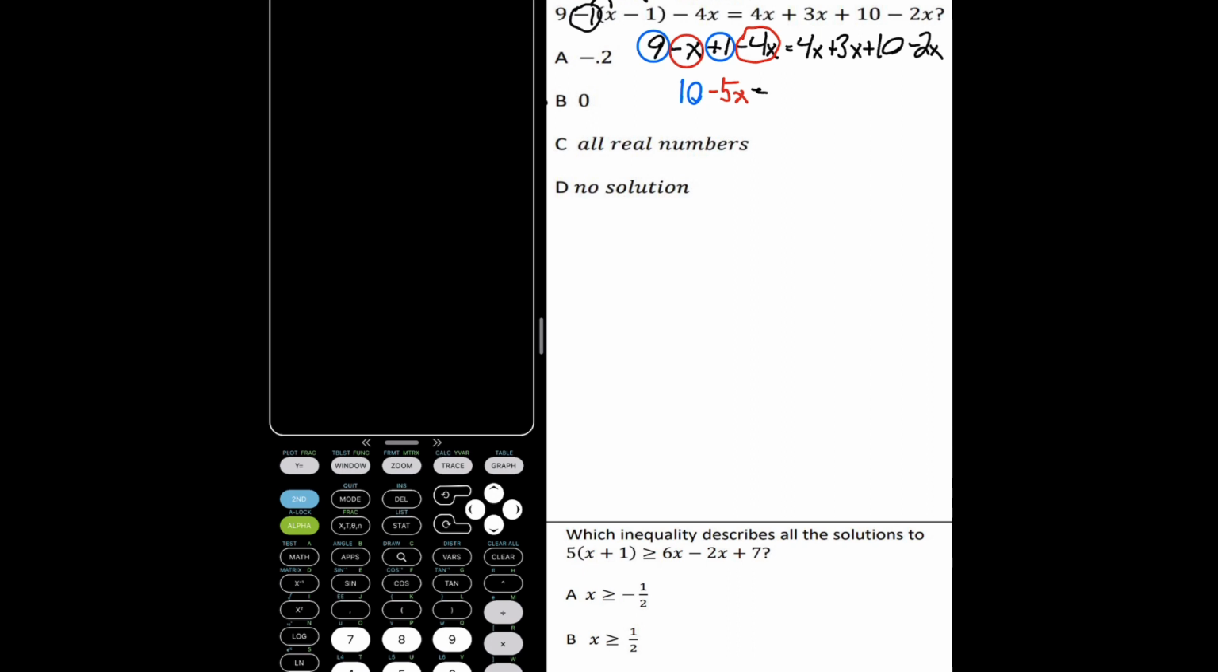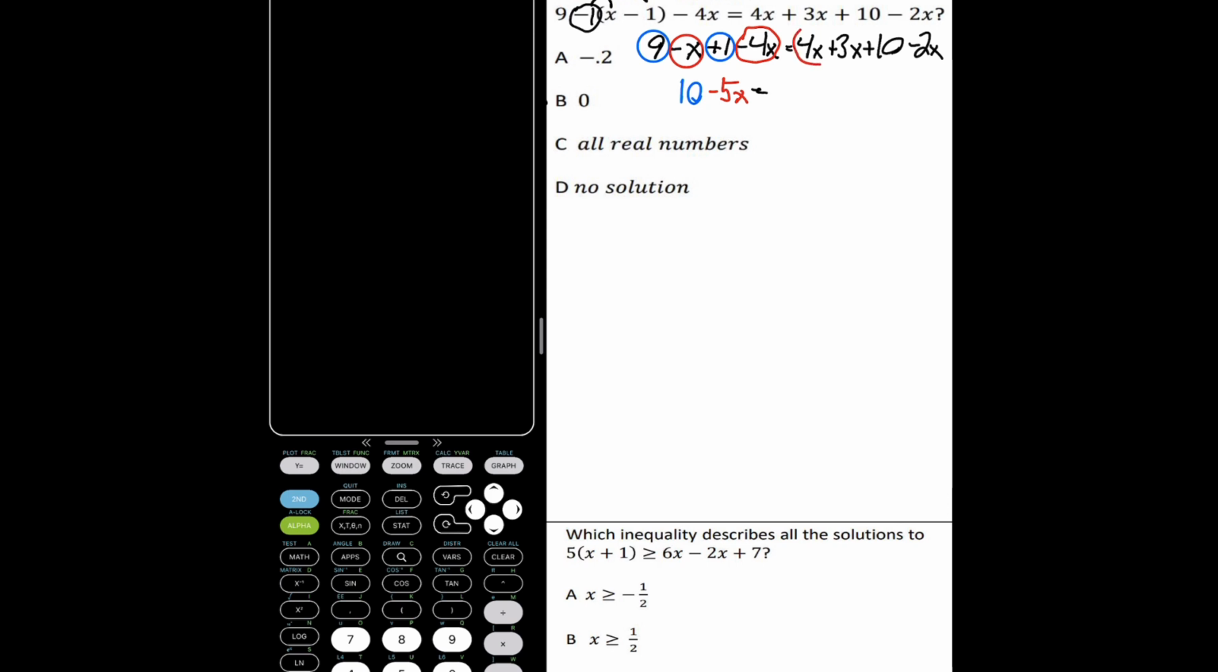I have a 10 over on the right side of the equal sign. I look at all my other terms on the right side of the equal sign. I don't have any other constant terms. That means a term that is just a number. Right? It doesn't have any variable attached to it. All the other terms on the right side of the equal sign have a variable attached to the number. So I can combine all of those variable terms.